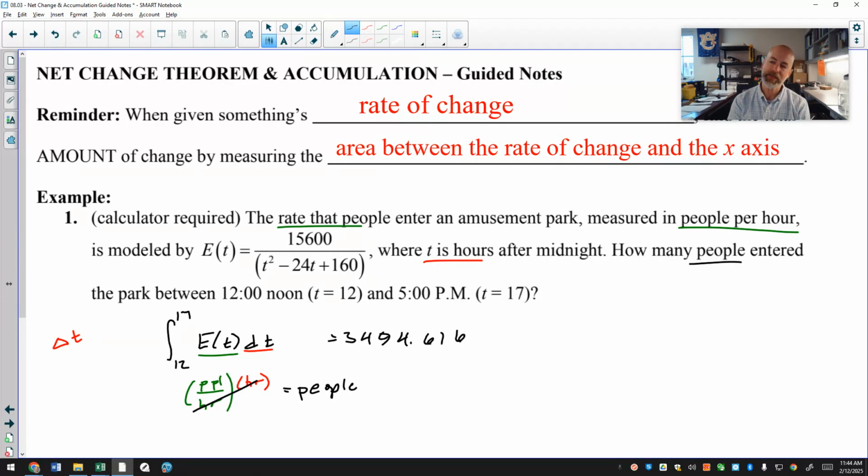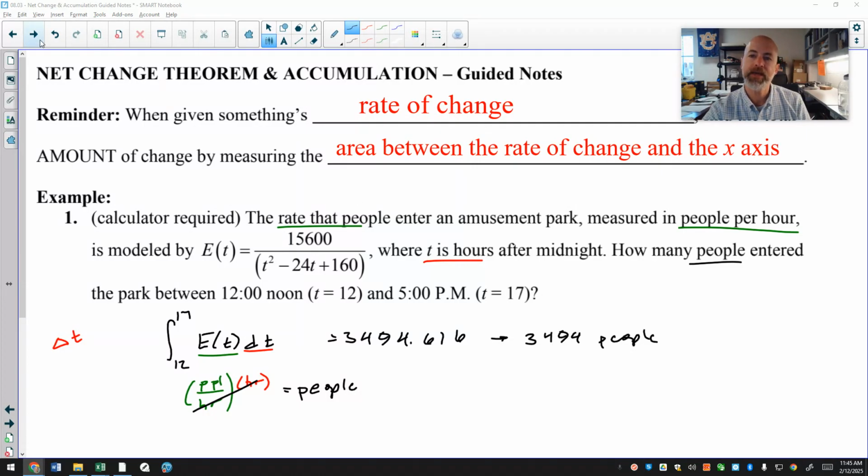So the answer is 3494.616. In this problem, I probably should have said to round to the nearest whole number, which would be standard when we're talking about the number of people. So we would say that is 3,494 people. Okay, so there's a quick review of accumulation: using the rate of change of something to get the total amount of something that changes over the interval.